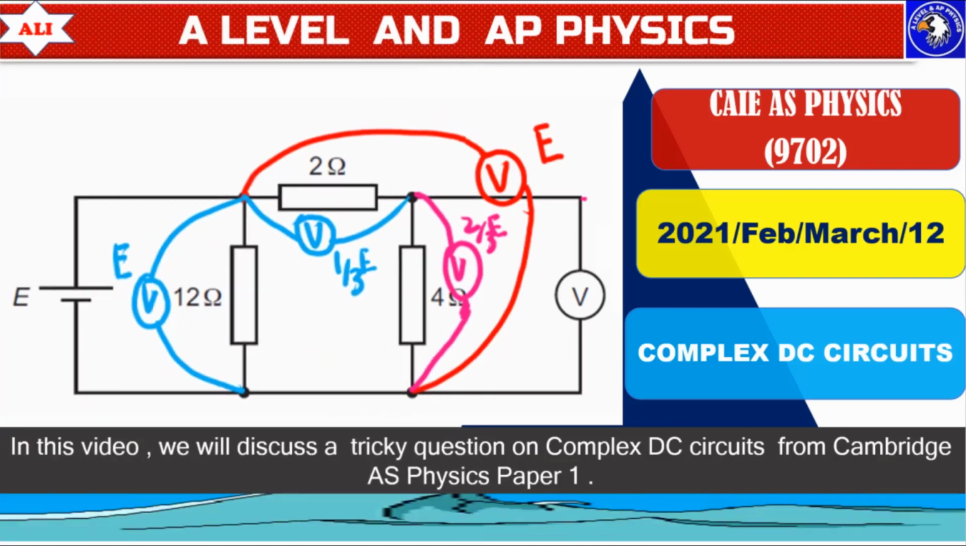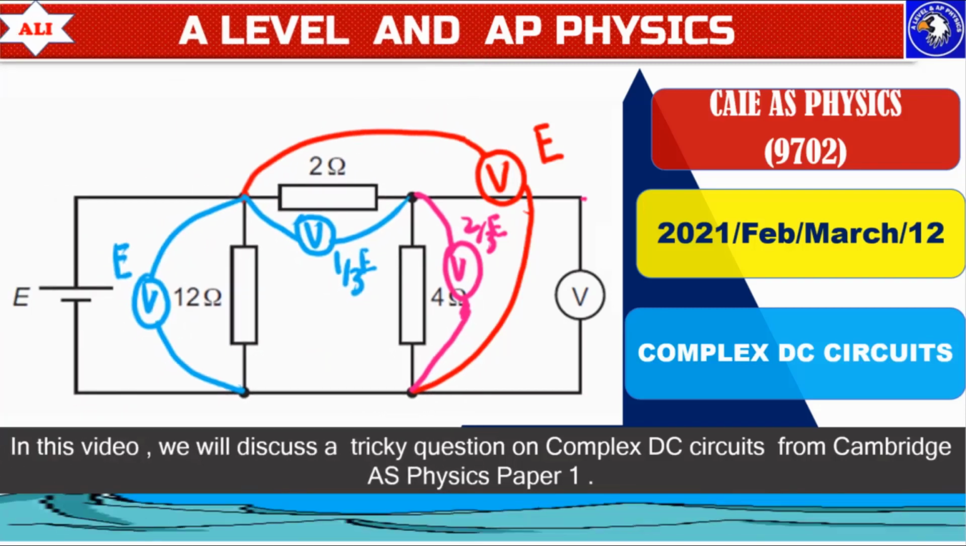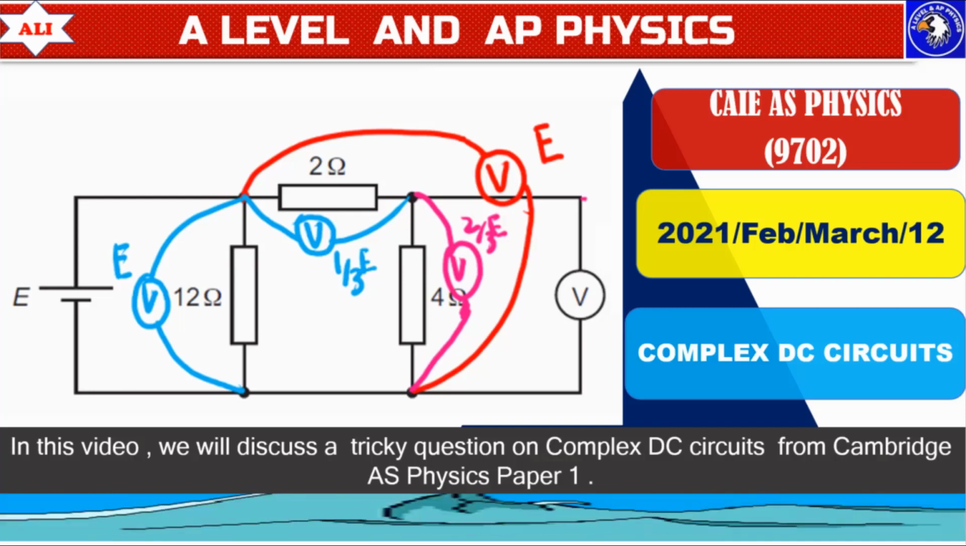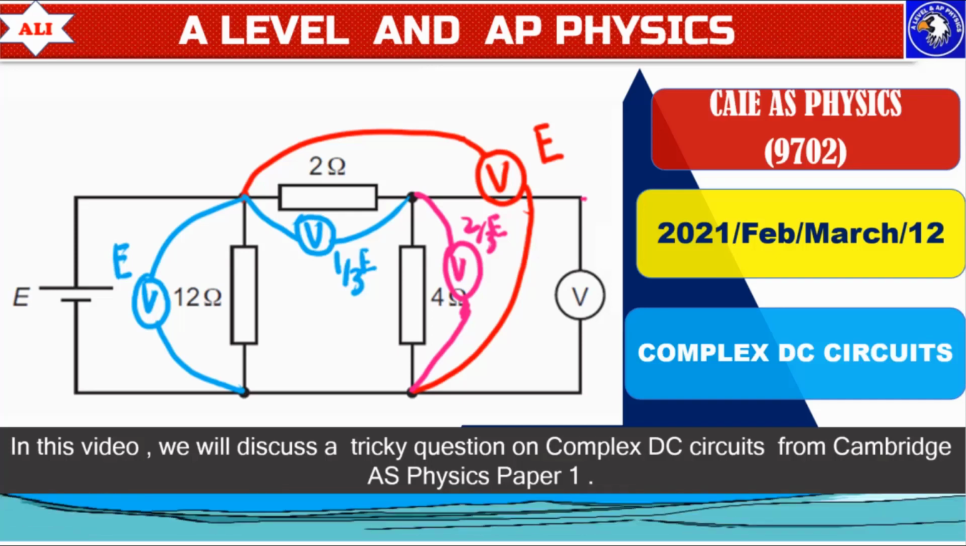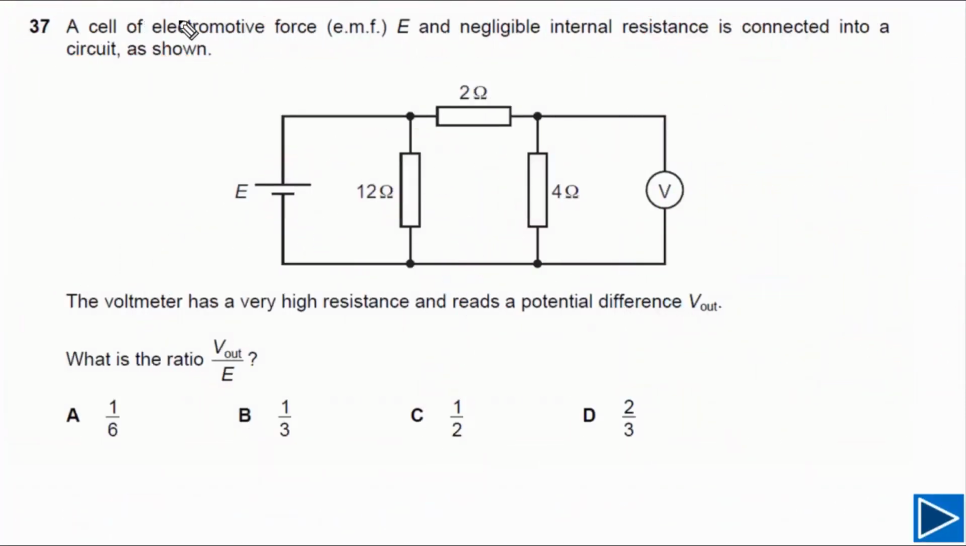In today's class, we will discuss a complex DC circuit problem from Cambridge ES Physics, and this question is from March 2021. We will solve this question using different approaches, and that will help you to improve your understanding of DC circuits. First of all, let's try to understand what is given to us for this question.